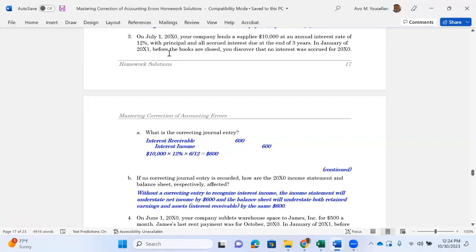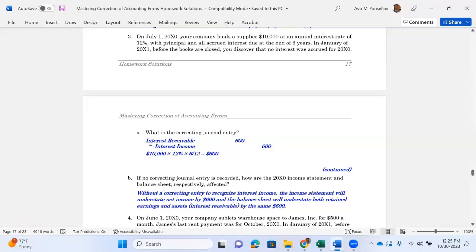In January of 2021, before the books are closed, you figured out that interest was not recorded. Because the books are not closed, there is still time to do it. So here we go. We record $10,000 times 12% times 6 months out of 12 months. That's $600. So interest receivable will be recorded as an asset for $600, and interest income will be credited as a form of revenue.